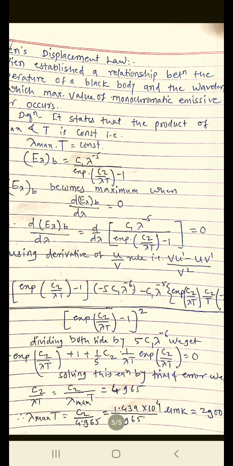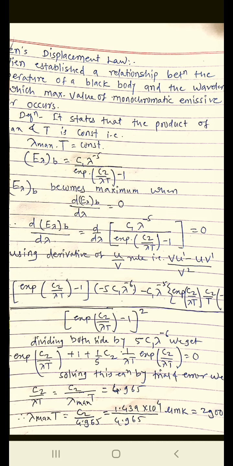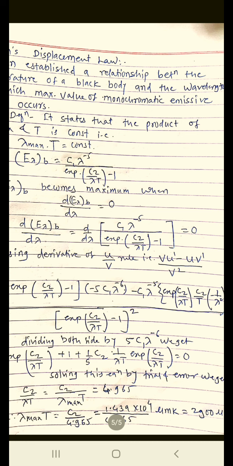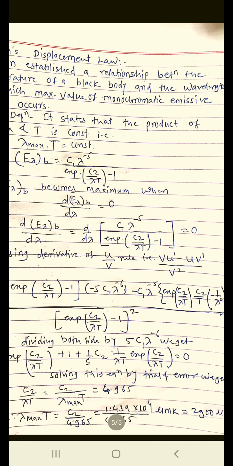After getting the derivative, divide both sides by 5 into C1 lambda raised to minus 6. We get exponential C2 upon lambda T plus 1 upon 5 into C2 upon lambda T times exponential C2 upon lambda T is equal to 0. Solving this equation by trial and error, we get C2 upon lambda T, that is C2 upon lambda max into T, is equal to 4.965.